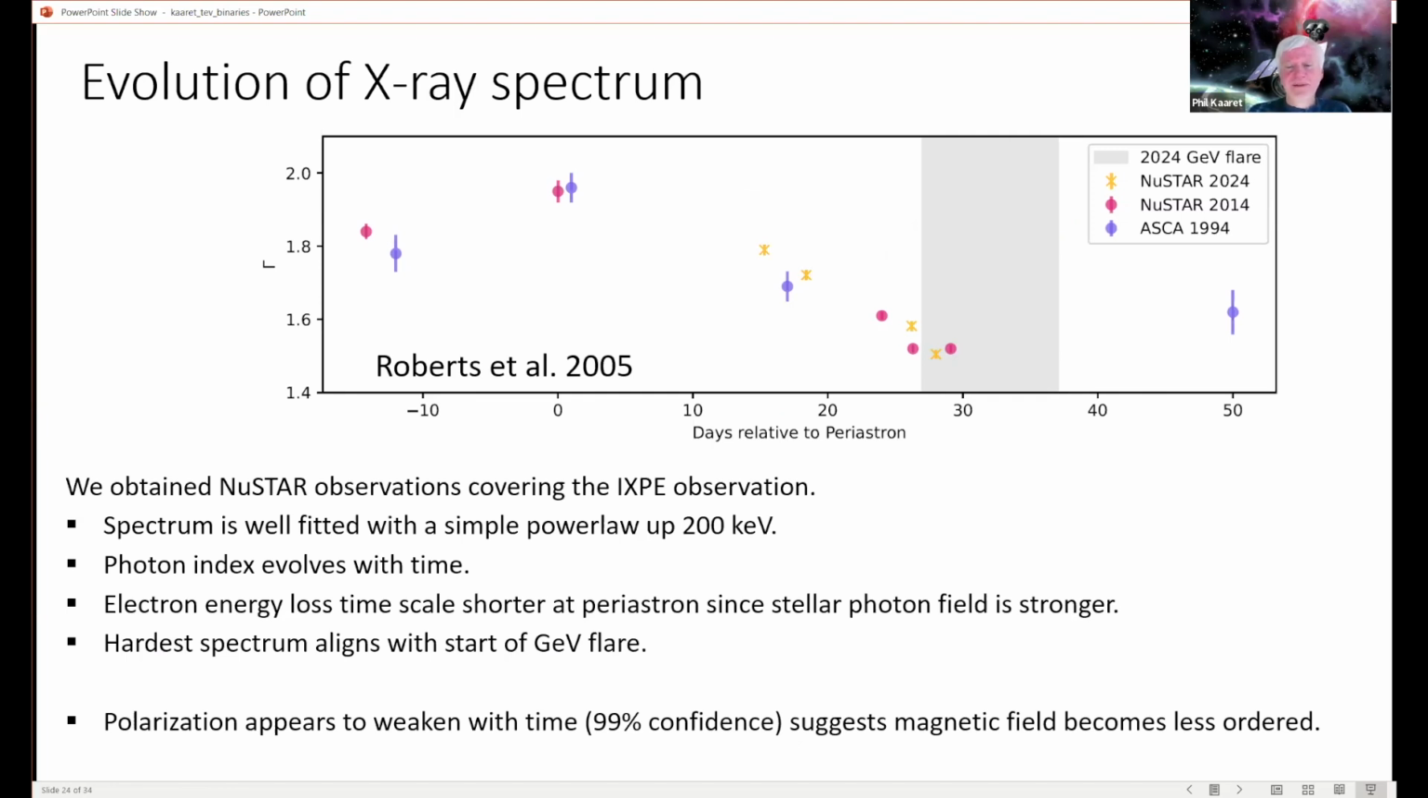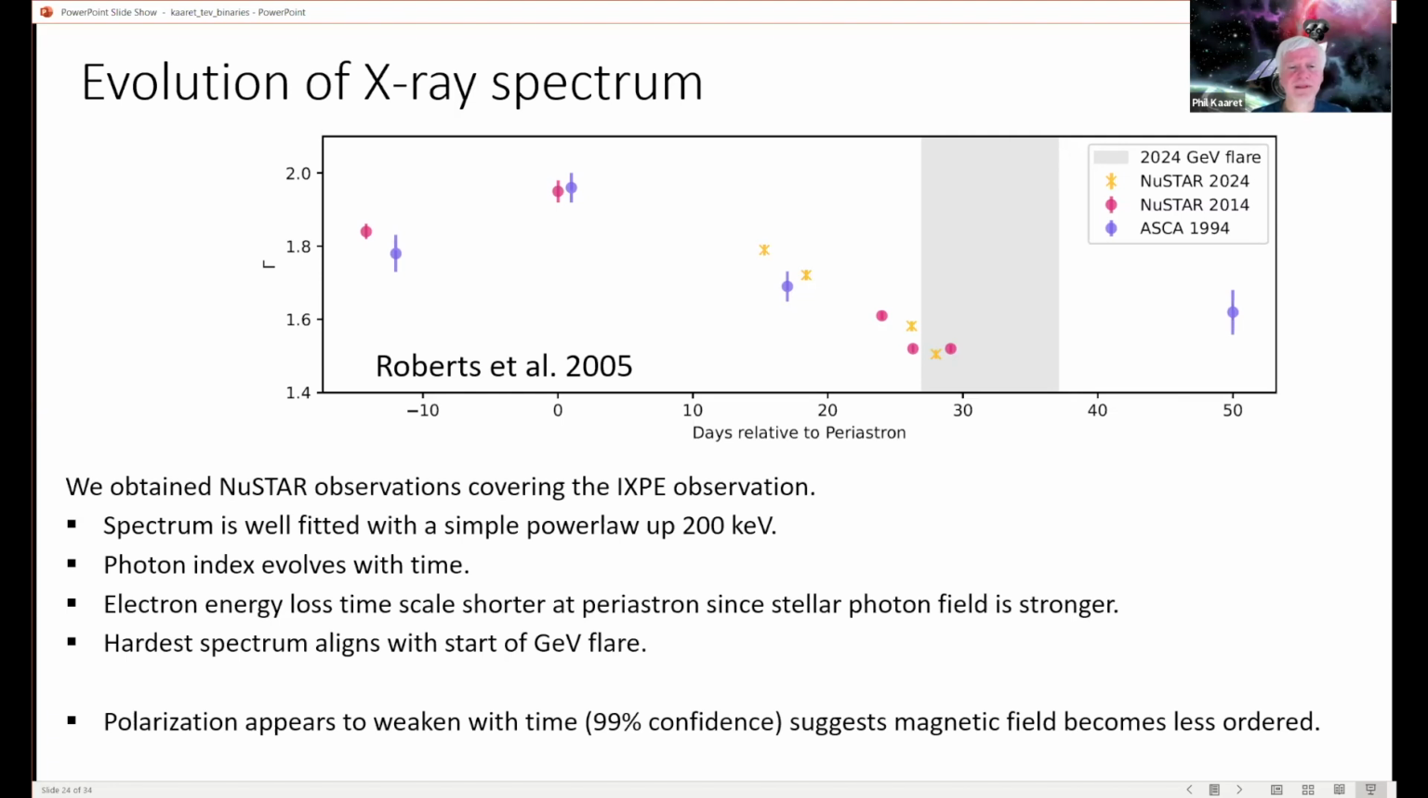Up to 200 keV is from the OSSE case. With NuSTAR, we can go up to about 70 keV. And the plot shows the evolution of the photon index with time. This was actually already known from other papers, but we've added the data shown with the gold stars here. And it's interesting that we have a softer photon index right around periastron, and it gets harder as we move away from periastron.